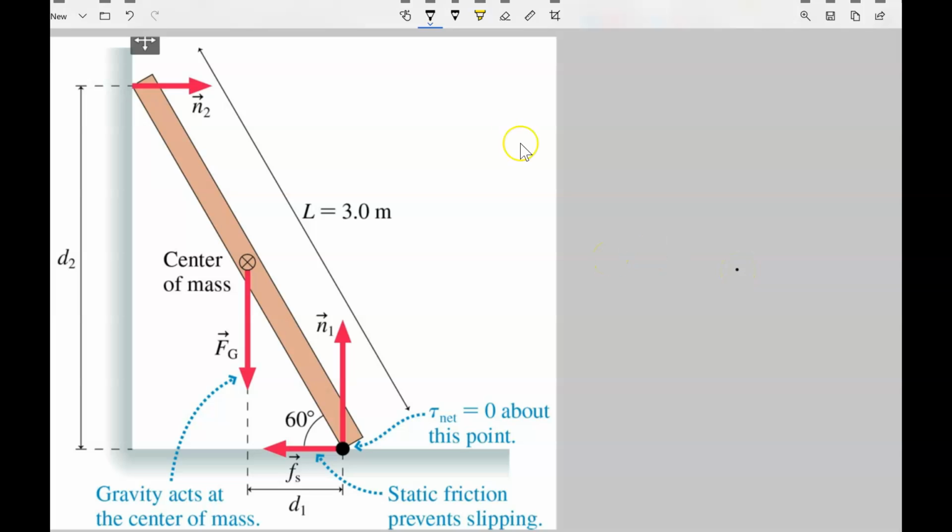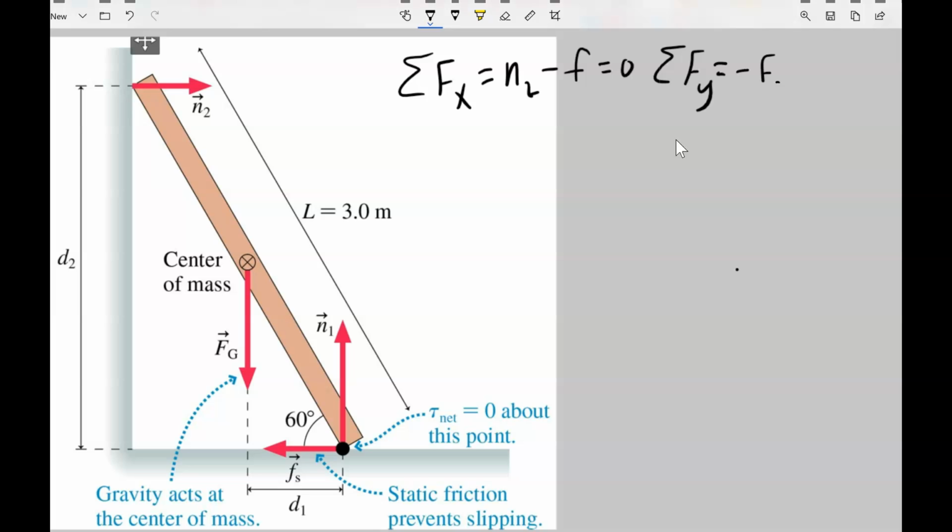Hudson, you're going to love this problem because it gives you very, very few numbers. I know how you love that. Anyway, let's do the sum of the forces in the x direction on this ladder. I'm going to use the letters that they have already put here for the forces. It's going to be N2 minus the force of friction, and that's going to equal 0. Sum of the forces in the y is going to be negative Fg plus N1, and that's also going to equal 0.